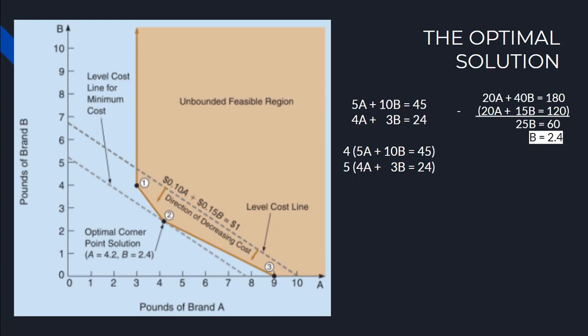So, ano naman yung brand A? So, magsa-substitution na tayo. Kuha tayo ng isa dun sa ating dalawang equation. So, kunwari, itong first equation, yung 5a plus 10b equals 45, isubstitute natin yung b natin na 2.4. So, we will get 5a is equals to 45 minus 24. Okay, so hindi ko naayos yung format. Anyway, so A will be equals to 4.2 pounds. So even if you use the second equation, dapat ang makukuha mong value ng A ay 4.2 din.